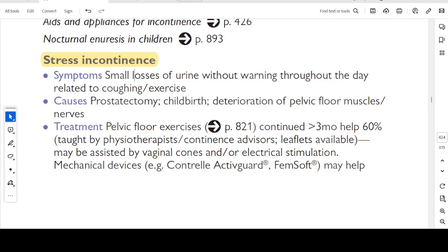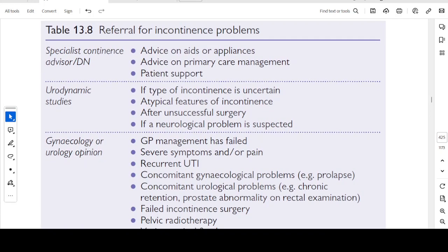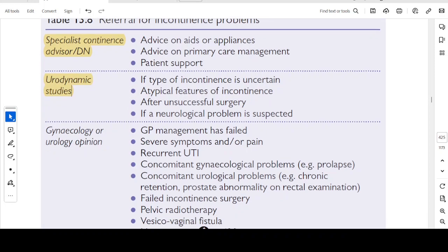Mechanical devices like Contrelle, ActiveGuard, FemSoft may help. Referral for incontinence problems: specialist continence advisor or DN. Advice on aids or appliances, advice on primary care management, patient support. So initially you have to go for advice and primary care management and patient support.